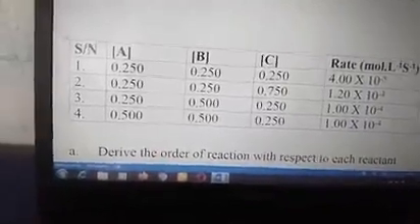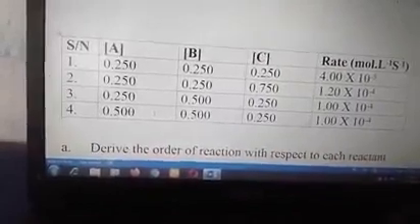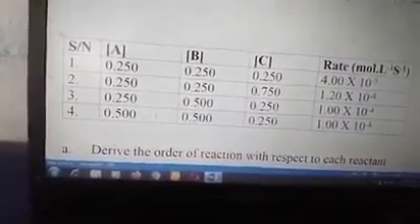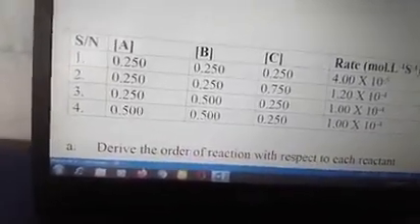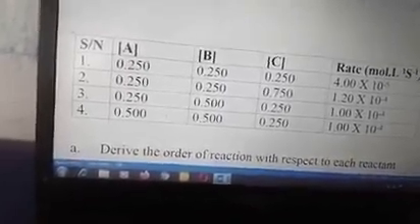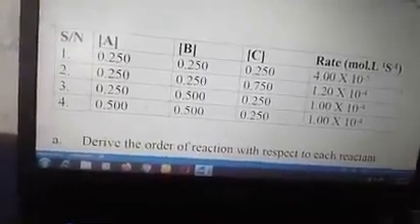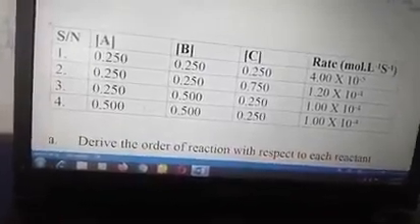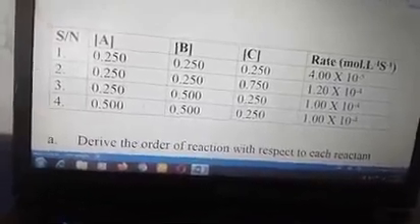If you look at the table, look at experimental sets 1 and 2. You observe that the concentration of A in experimental set 1, under the first row under A, is 0.250. Then go to set 2. A is also 0.250. That means A is held constant in 1 and 2. Then go to B. You also observe that the concentration of B in the first row is 0.250. The second set is also 0.250. That means in 1 and 2, B is also held constant.